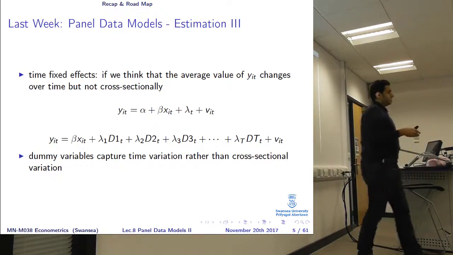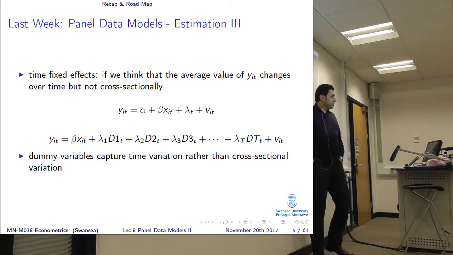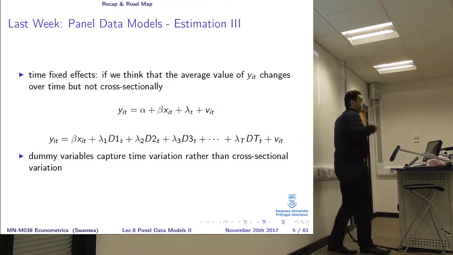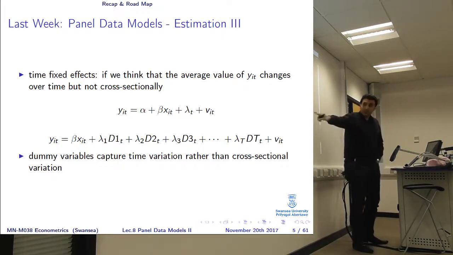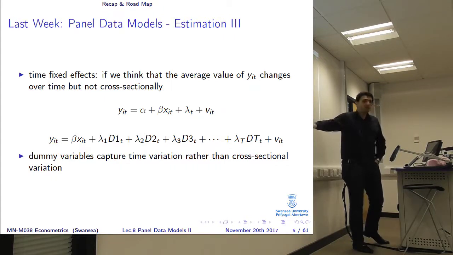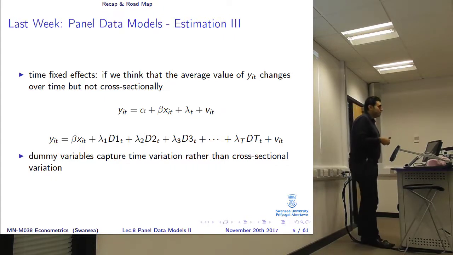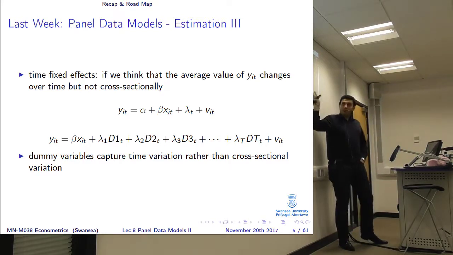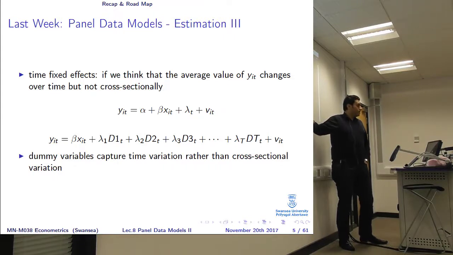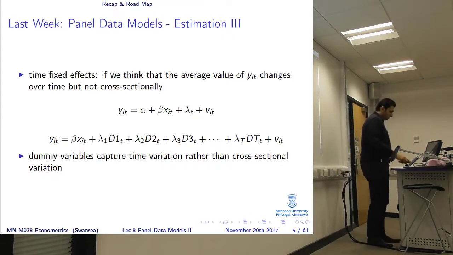It's not T minus one, because if you drop one dummy, then you would have the constant back into the specification in this equation, and that will add one more parameter to estimate. So in this specification, similarly to the one we looked at in the previous slide, we'll have T plus k parameters to estimate.